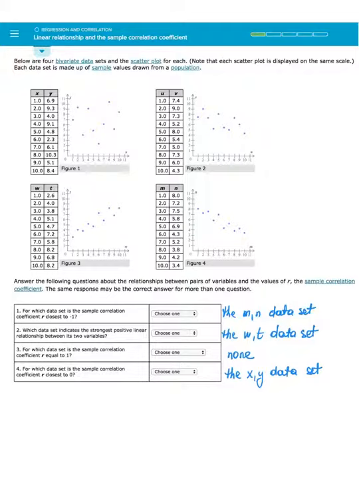Let's take a look at another example. Just like before, we have 4 scatter plots provided, and we have to answer 4 questions. I already provided the answers right here, but let's talk about each one individually. Part 1. For which data set is the sample correlation coefficient R closest to -1?